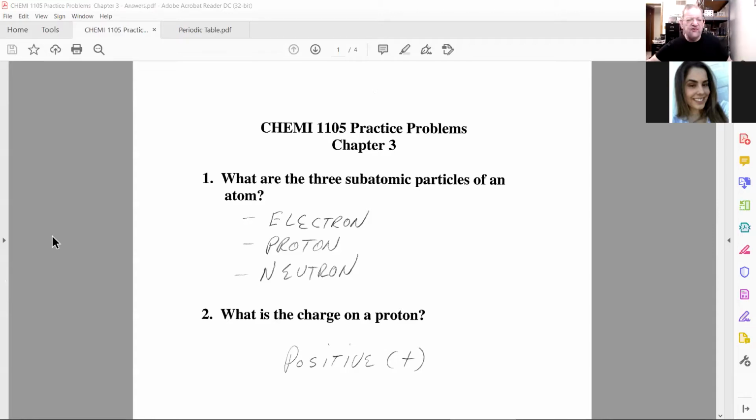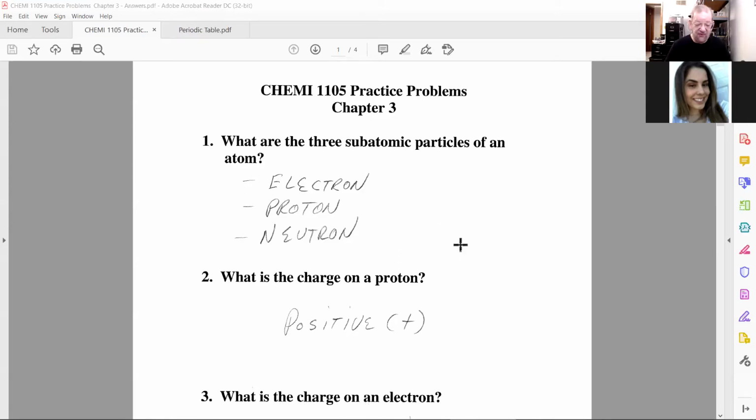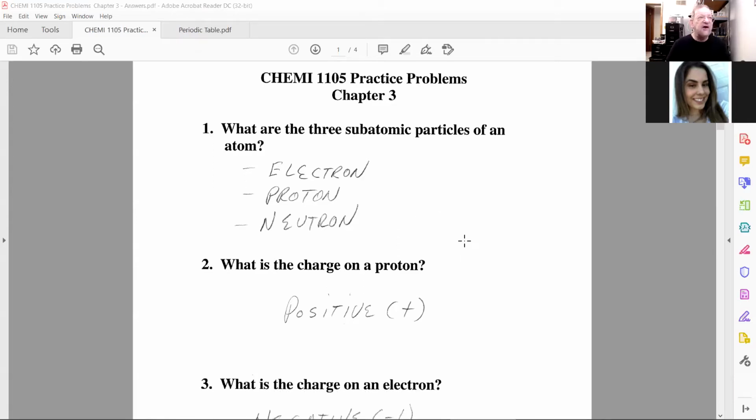All right, this is stuff you should know for test number 1, which is this Thursday. What are the 3 subatomic particles of an atom? Everybody together. You don't have to turn on your mic, but say it out loud at home. It's the electron, proton, neutron. The 3 subatomic particles are electron, proton, neutron.